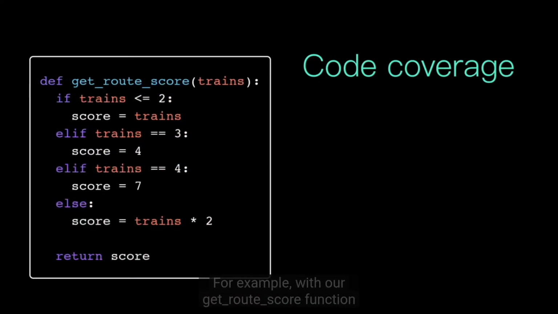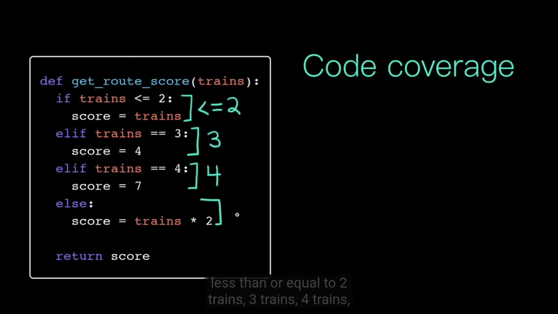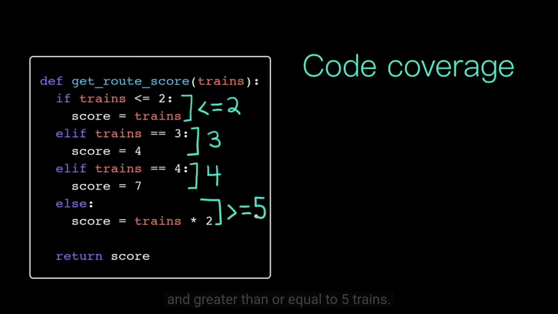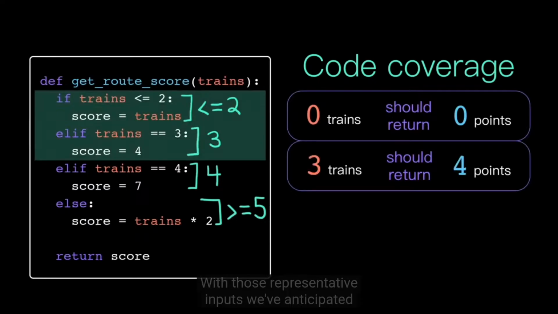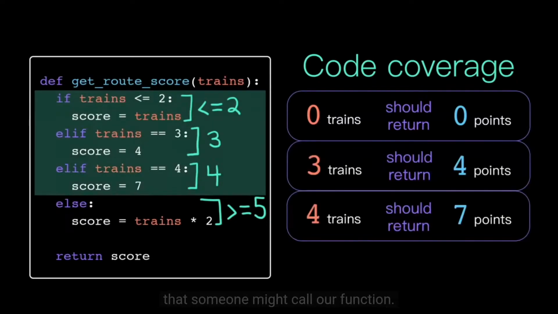For example, with our getRouteScore function, we would at least want a test case for each of these conditional branches. So our classes of inputs would be less than or equal to 2 trains, 3 trains, 4 trains, and greater than or equal to 5 trains. With those representative inputs, we've anticipated and proven out all the reasonable ways that someone might call our function.